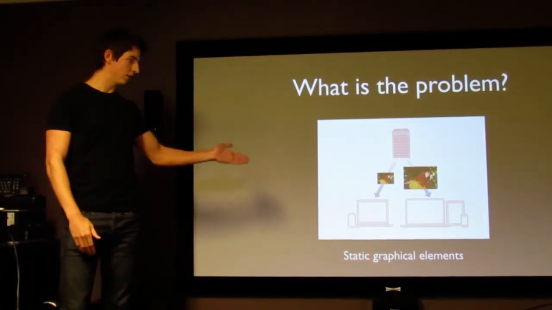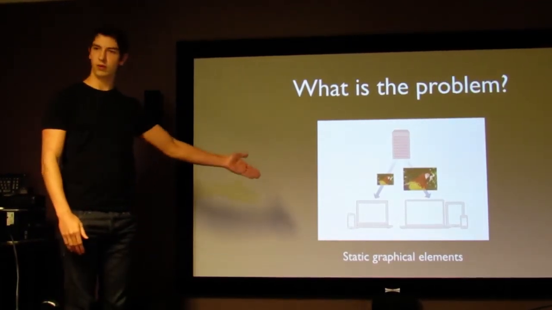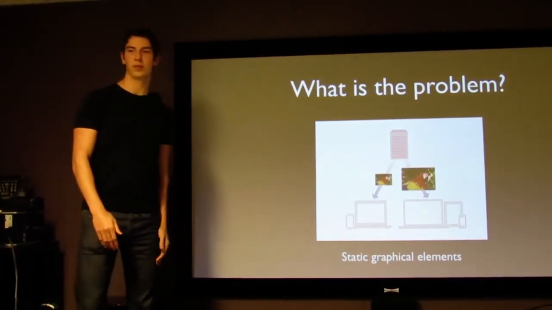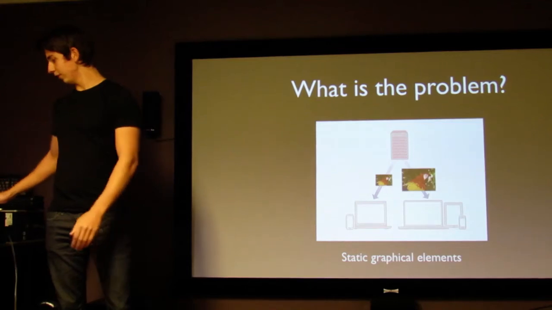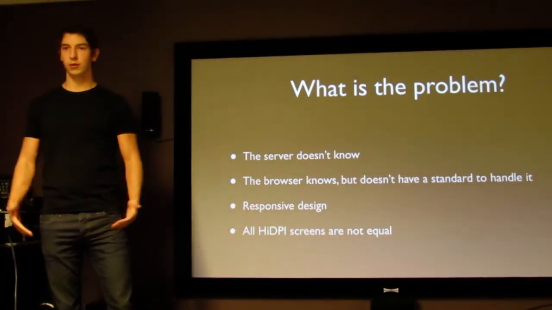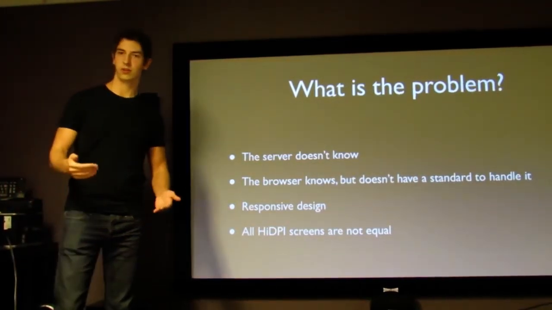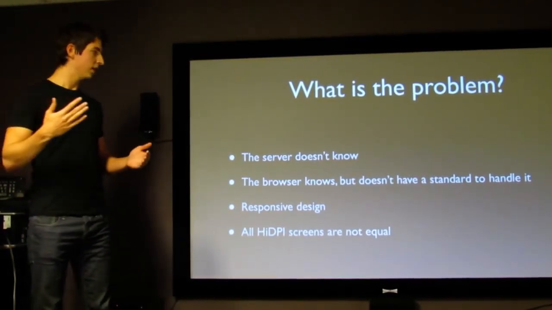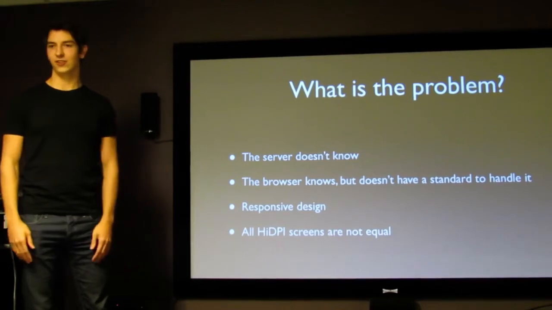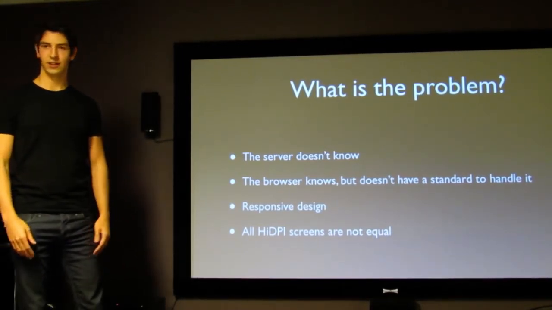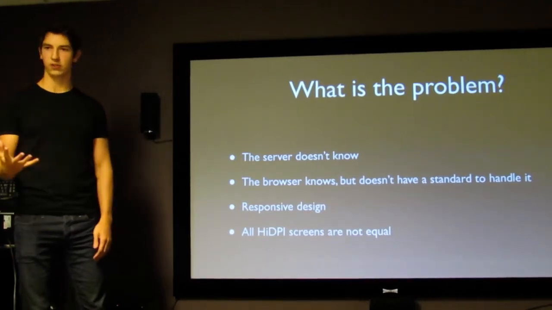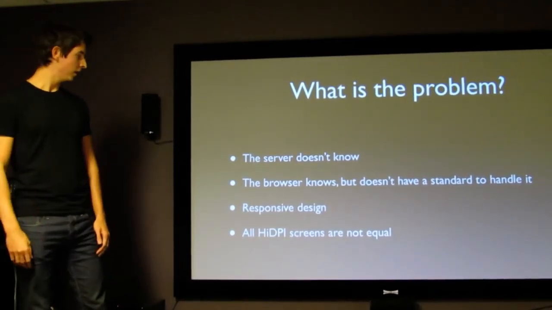What we want is that users who have a non-retina display get a smaller image. Retina users get the big image. But since the server doesn't know, it can't do it. And the problem is the browser knows. The browser can say you have a pixel density of 2. But the browser doesn't have any standards to handle it. You can give it the images, but it's not going to automatically pick that one because we know that's right for our user.